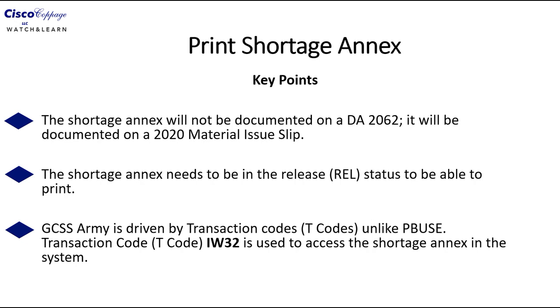The third key point is that GCSS Army is driven by transaction codes. This is different from PBIS. The transaction code India Whiskey 32 (IW32) is used to access the shortage annex inside of the system.